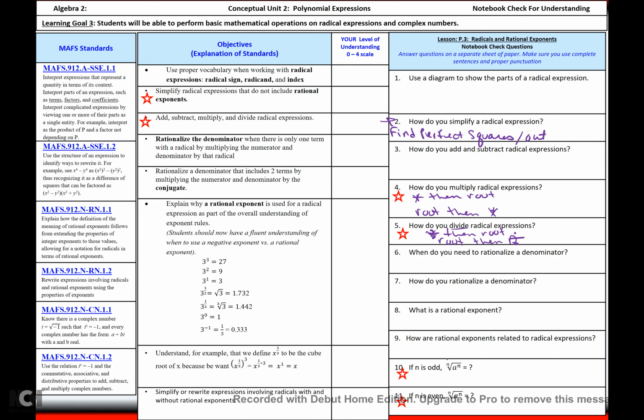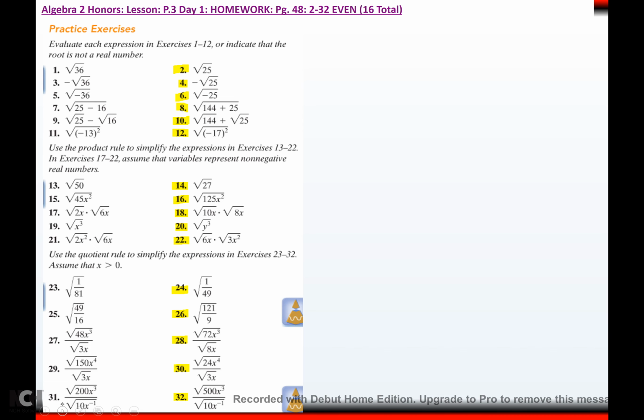If n is odd, the nth root of a to the n is just a, no bars. If n is even, then it's the absolute value of a.